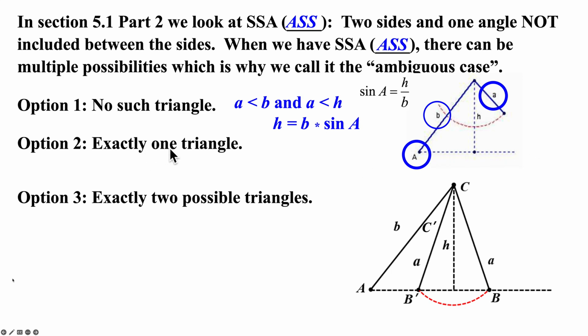Now, how do we get one triangle? Well, this comes in two different cases. So hear me out.